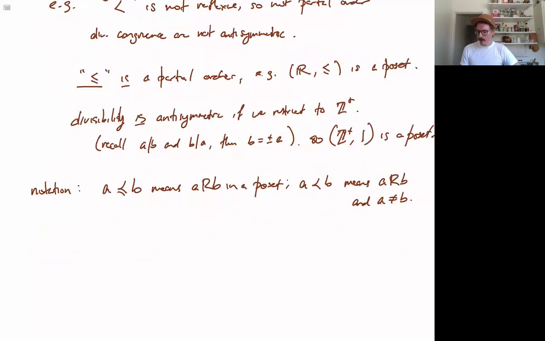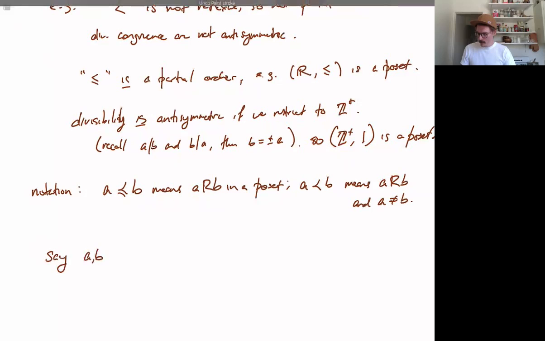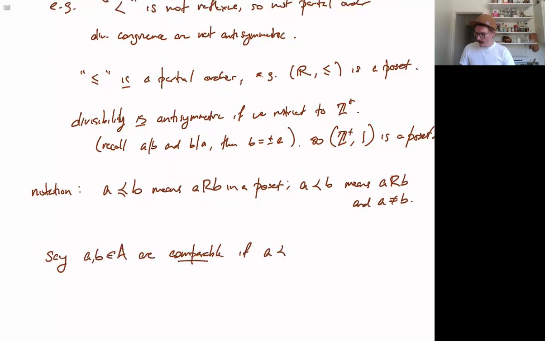So let's look at these two examples that we have so far of partially ordered sets. There is an important difference, which we can capture in the following definition. Say two elements in our partially ordered set are comparable if A is related to B or B is related to A. They are incomparable if not, if neither of these things is true.